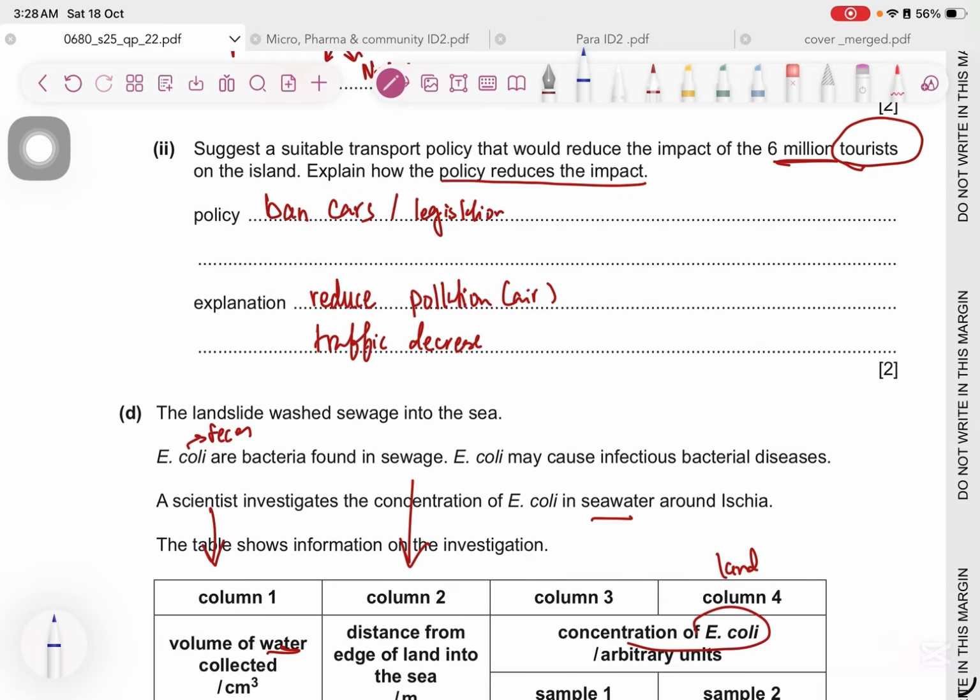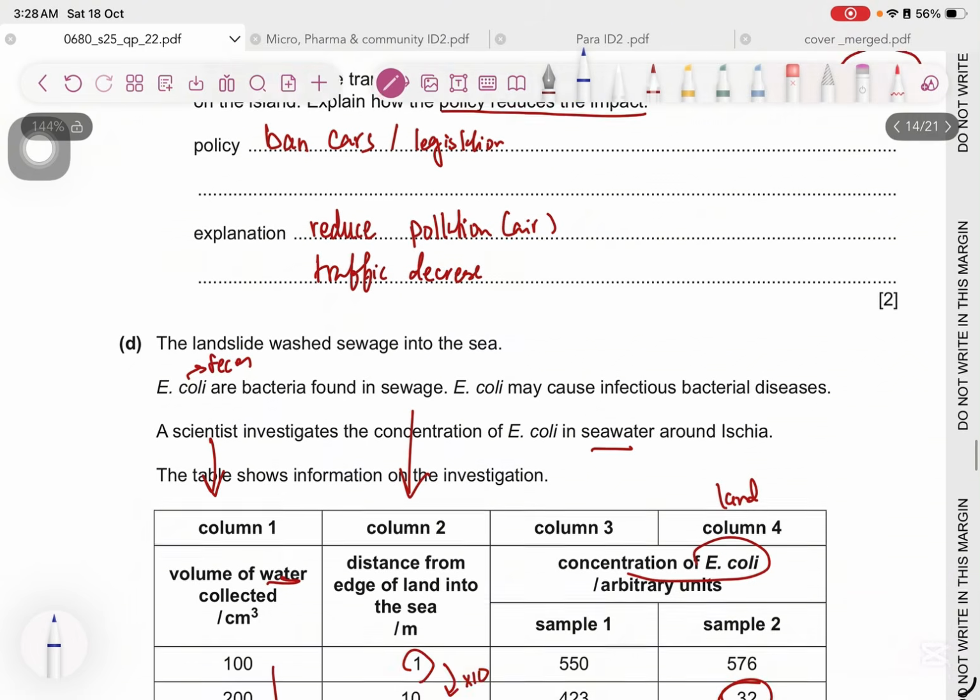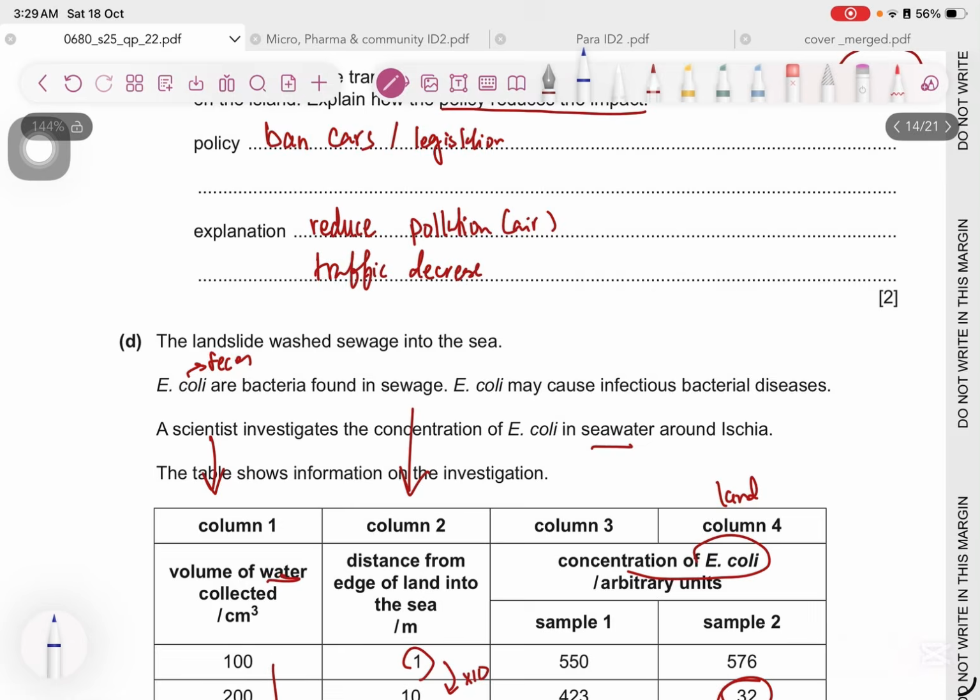Legislation is law, okay? So they can set laws, like they can use the cars during specific hours, or they can only use public transportation if they're tourists. Ban the cars to reduce the pollution and the traffic.